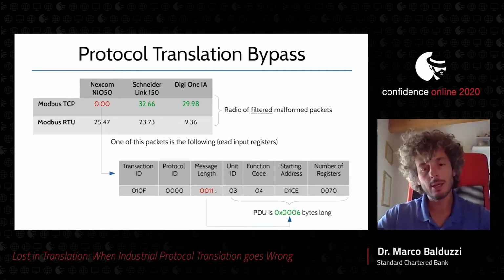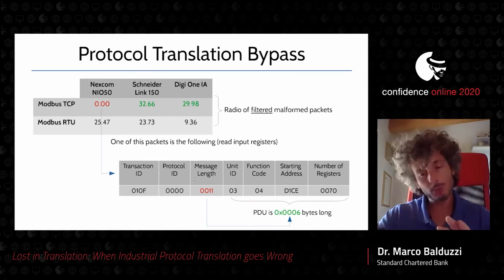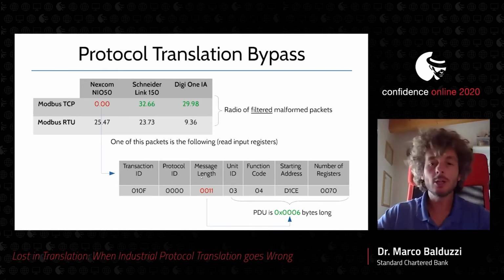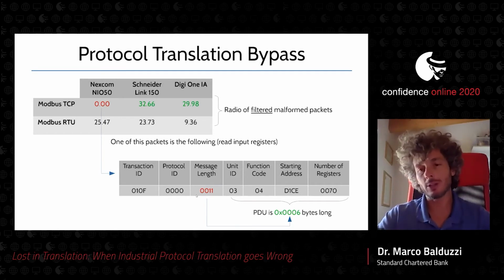What does it mean? Basically, in the Modbus TCP packet there is a field called message length that is used to indicate how long the PDU, the payload, is. In this case, the payload consists of 6 bytes, but the message length field contains a value of 11. So there is a mismatch between the real length of the payload and what is expressed in the field of the Modbus TCP header. So this packet was one of the malformed packets that were automatically built by the fuzzer.